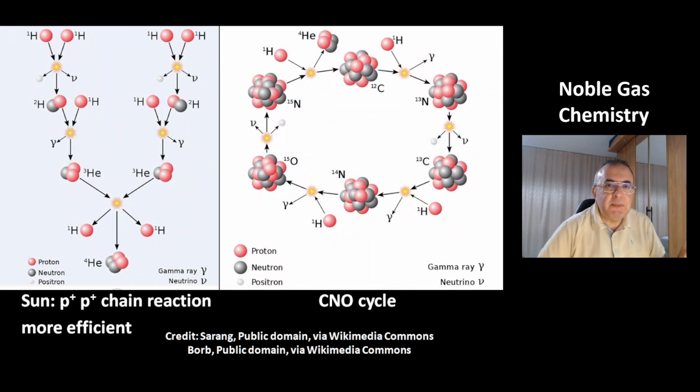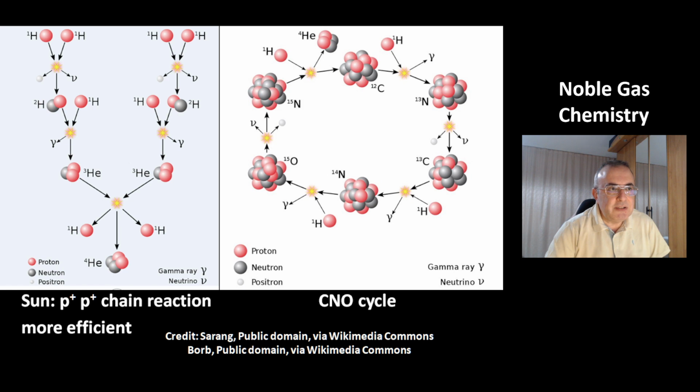This is how the helium is made in the sun. There are 2 nuclear reactions. The reaction at the left is the more efficient one. It's the proton-proton chain reaction. You have 4 protons. That's a multi-step reaction, and in the end you get 1 helium atom, a helium nucleus, and you get back 2 protons, and they can again react in this chain reaction.